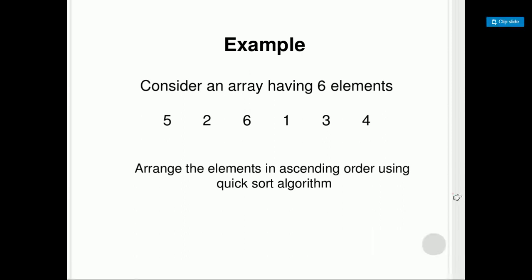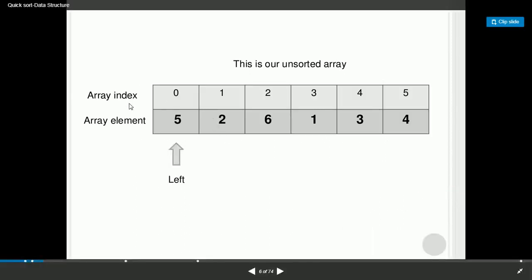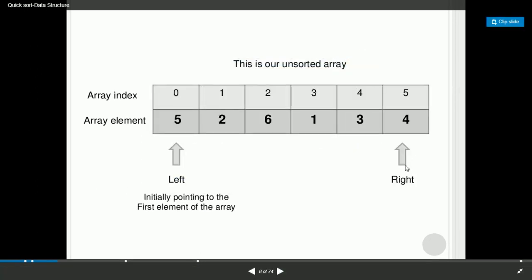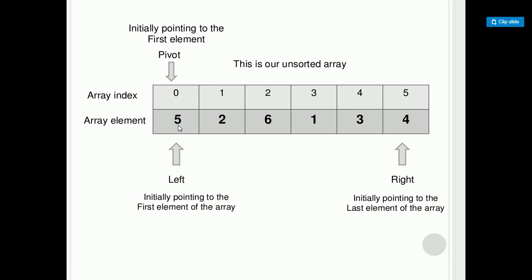So let's see. This is the array, index 0 to 5 because we have 6 elements, and these elements are an unsorted array. This is the left end and right side of the array. Initially we point at the first element of the array, and also the last element of the array. This is the pivot point. 5 is the pivot point, initially pointing to the first element, and it is called the pivot.